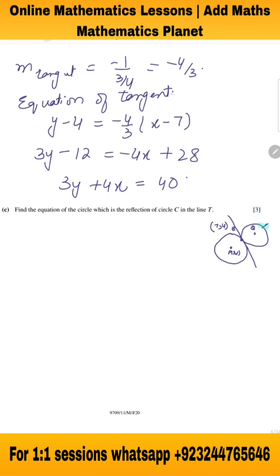So we need to find the equation of the circle that is the reflection of the circle. I'm going to highlight this. I'm going to find the equation of this circle. So for finding the equation of this circle, first of all, I should know the center of the circle. So how will I calculate the center of the circle?